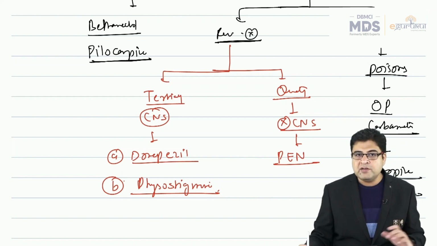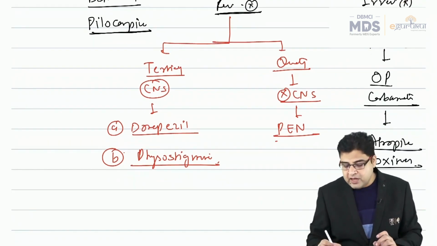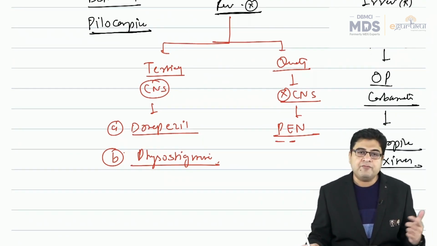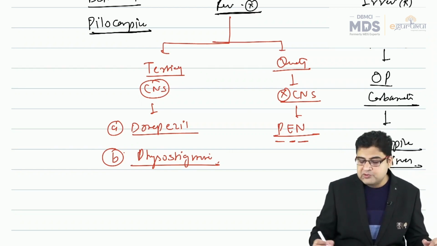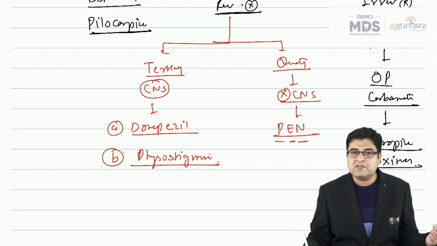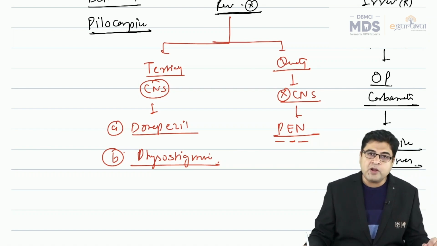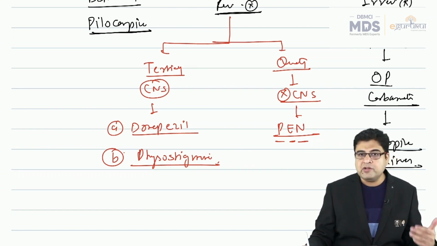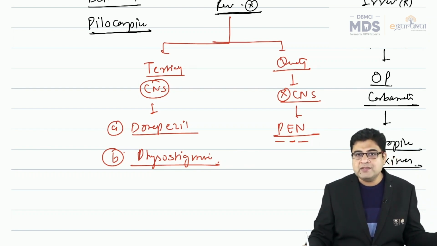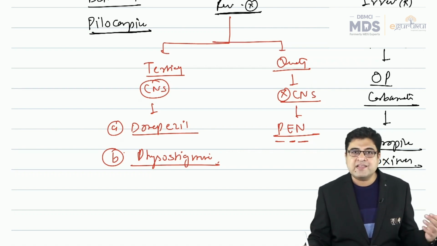Pyridostigmine is the drug of choice for myasthenia gravis. Edrophonium is a short-acting medicine given for diagnosis of myasthenia gravis. And neostigmine is given for neurotoxic snake bite, that is for the cobra bite. Neostigmine is also given for the recovery from the effect of non-depolarizing skeletal muscle relaxants.